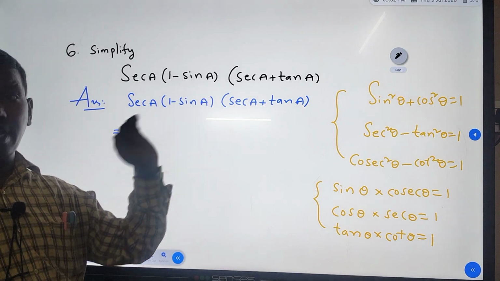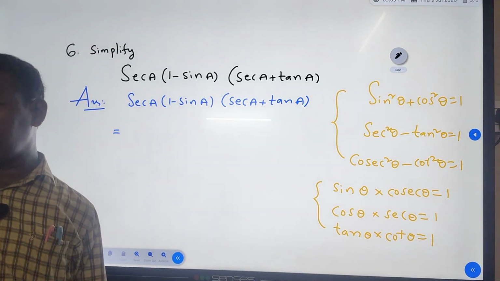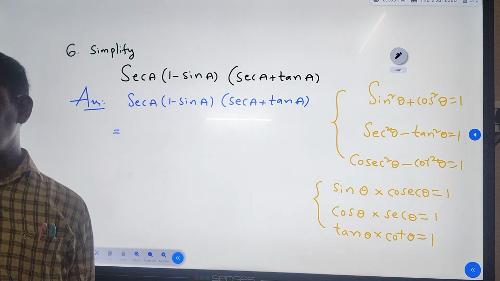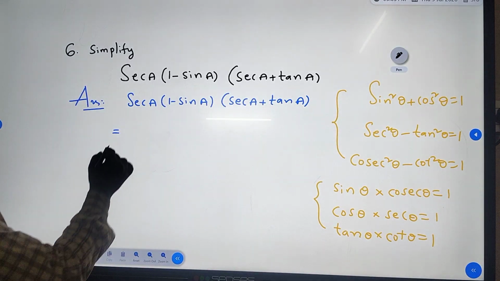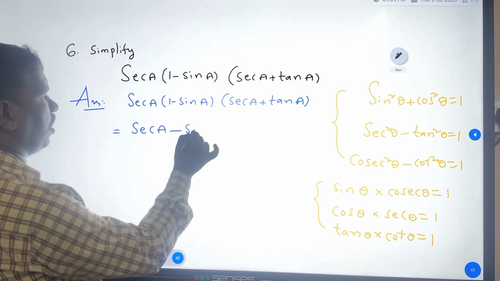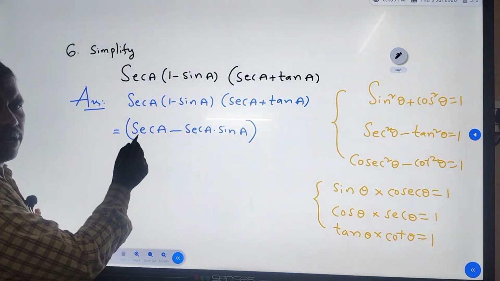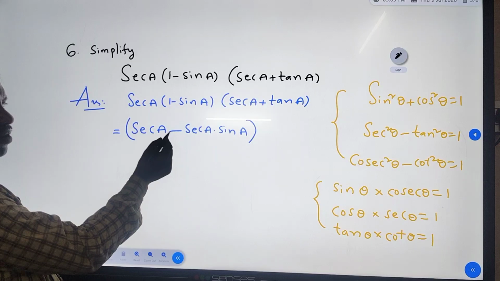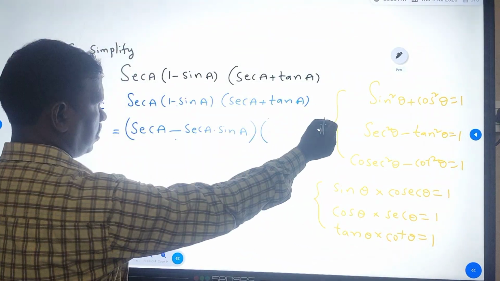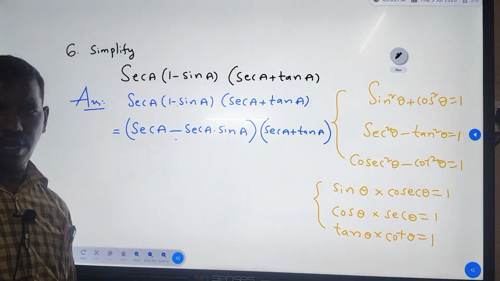So sec A into 1 minus sin A. Same like numbers, 1 into sec A is sec A. Similarly, 1 into sec A is sec A, minus sec A into sin A. Sec A into 1 is sec A, plus into minus is minus, sec A into sin A. The other factor is as it is, sec A plus tan A.